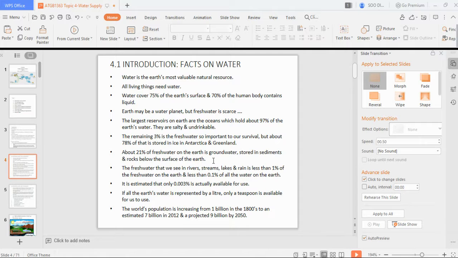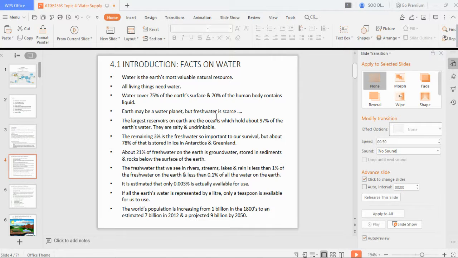As previously mentioned, you have to learn a bit about water. Water is important in the sense that if there's no water, then there will be no life. So all living things need water. It's one of our basic needs, like eating. If we don't eat, we don't drink water, then we cannot survive.